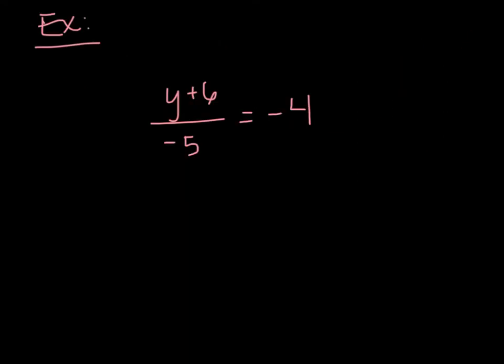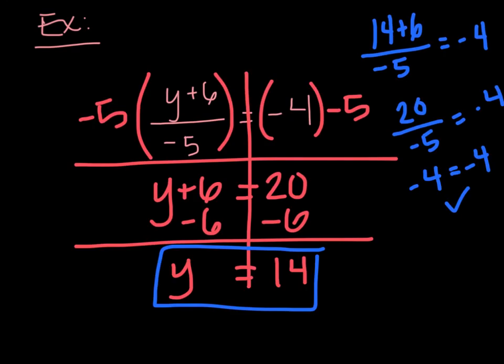I want you to pause the video and try this one on your own. Our first step was to multiply by negative 5 to get that fraction to go away. Then that would give me y plus 6 equals 20. I would subtract 6 off from both sides and get y equals 14. Then, of course, I would plug it back in and double check my answer and guarantee that 14 was the correct solution.